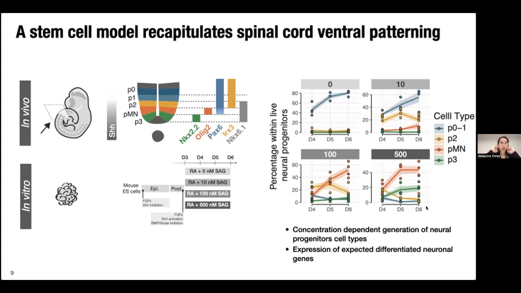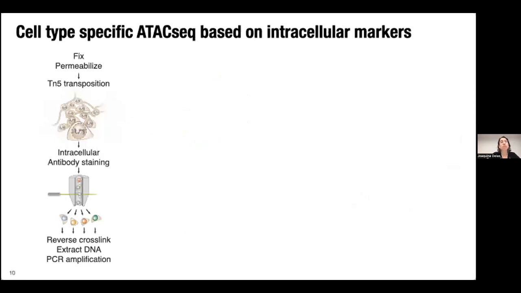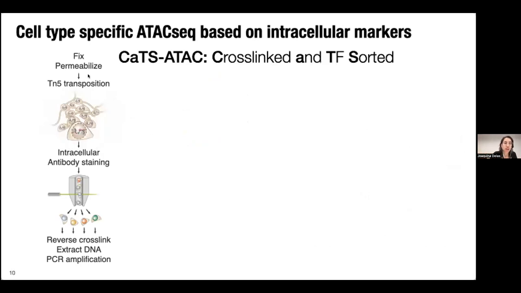Now, to get at how the regulatory genome is interpreting the signal, we need to really get cell type specific information. And we decided that ATAC-seq would give us the broadest information in terms of what the global accessible genome was, what was open, what was closed, what are the regulatory elements. But ATAC-seq is usually performed in live cells, whereas here my only way to distinguish cell types was through transcription factors. So what I had to do was develop a strategy that we've called CATS ATAC, where I can perform ATAC-seq on fixed spinalized cells, and then I can sort them to separate pure populations based on intracellular transcription factors. And this can be very useful for any system or a differentiation paradigm where we don't have readily available live reporters.